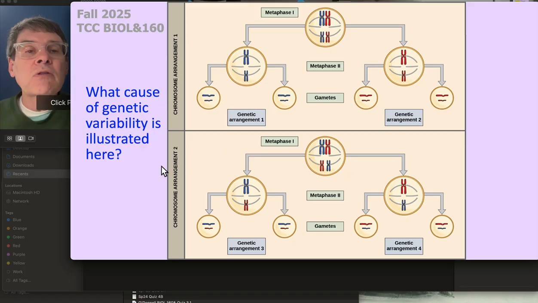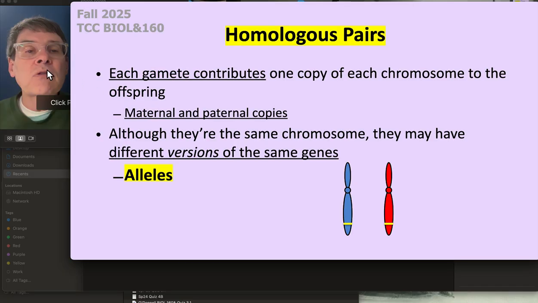You can imagine what would happen in the instance of humans with 23 homologous pairs lining up. Great variability simply from independent assortment.